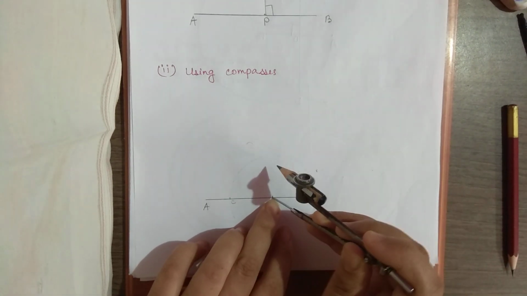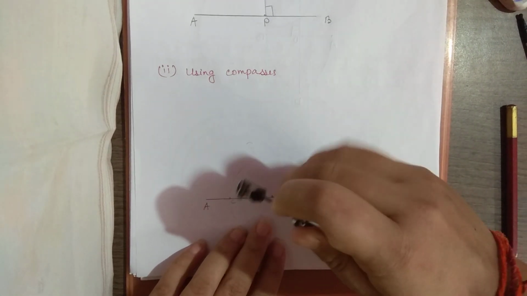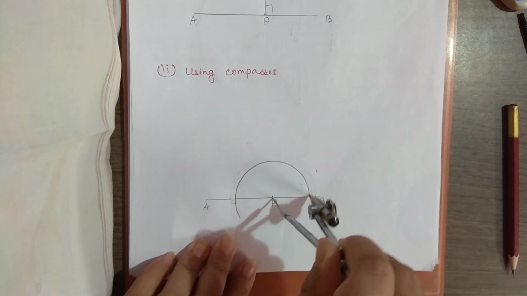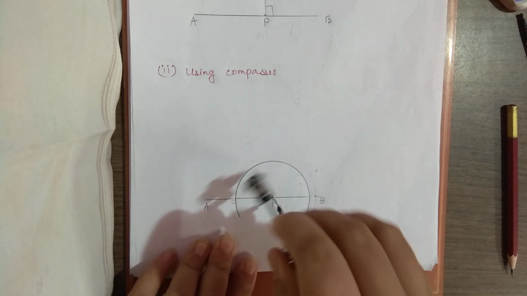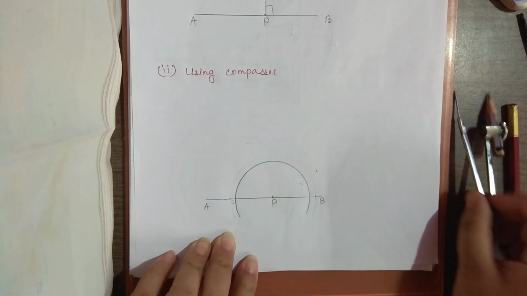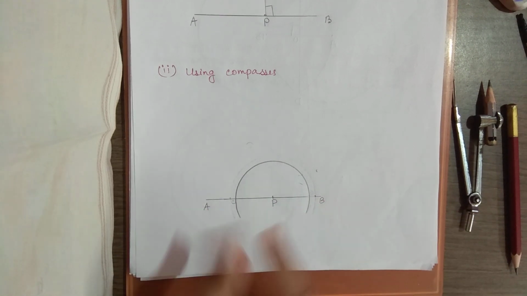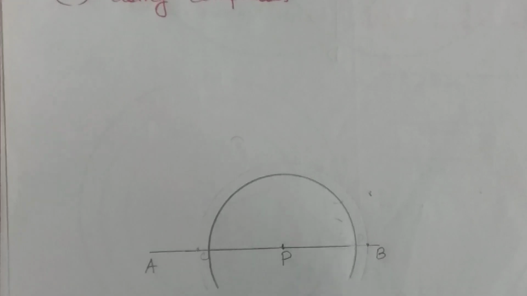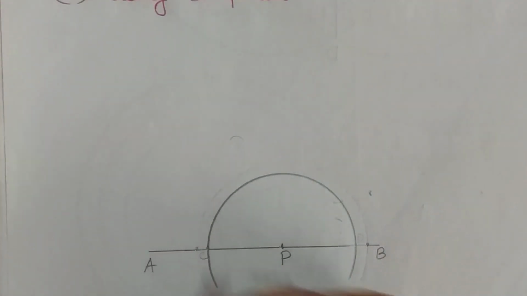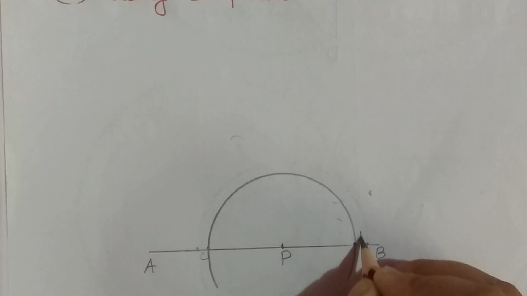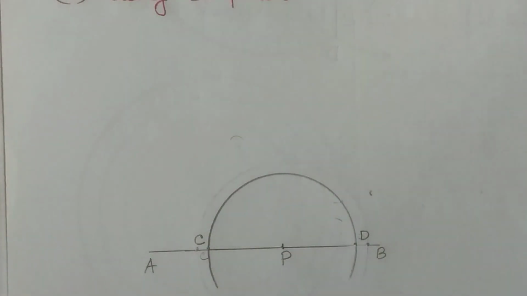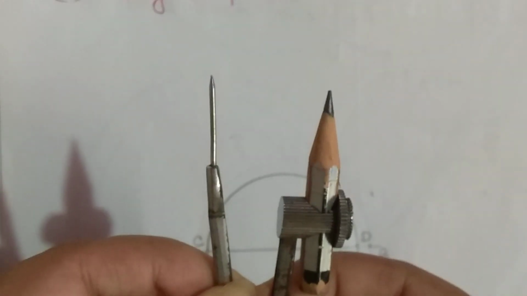and allow the pencil to rotate in such a way that this circle intersects the line AB at 2 points. You can see here the circle has intersected at 2 points. This is 1 point and this is 1 point. This is D and this is C, I have marked. Now I will increase the radius a bit.